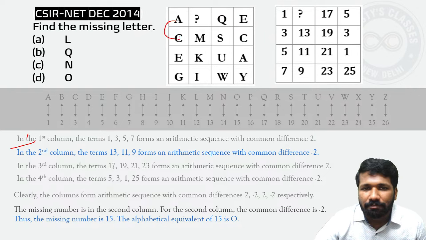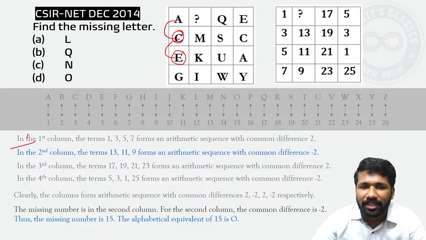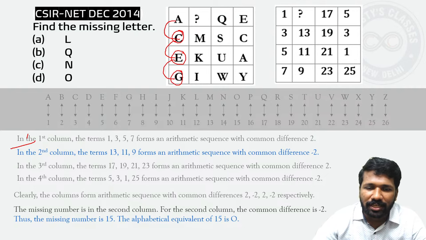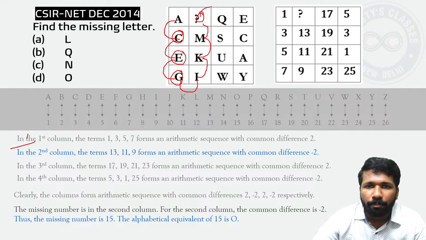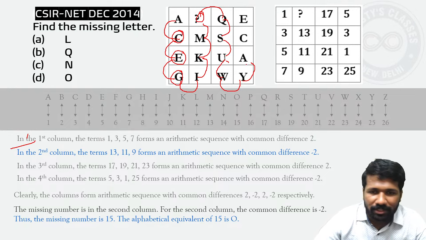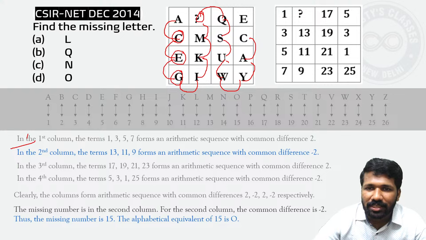A, B, C. B skipped, next letter C. C, D, E. D skipped, next letter E. E, F, G. Next, one letter skip G. Then look at this: G, H, I, I, J, K, K, L, M, M, N, O, O, P, Q, Q, R, S, S, T, U, U, V, W, W, X, Y, Y, Z, A, cycle of letters again, Y, A, B, C, C, D, E.